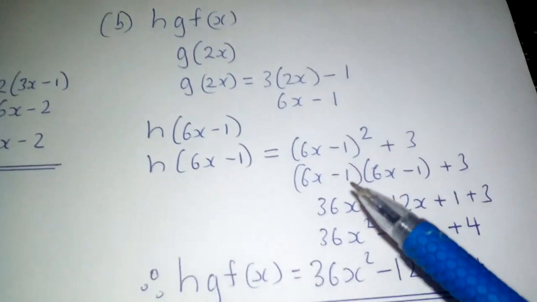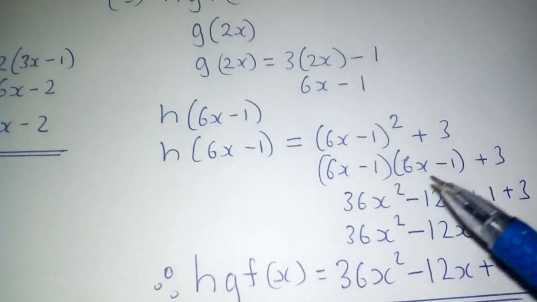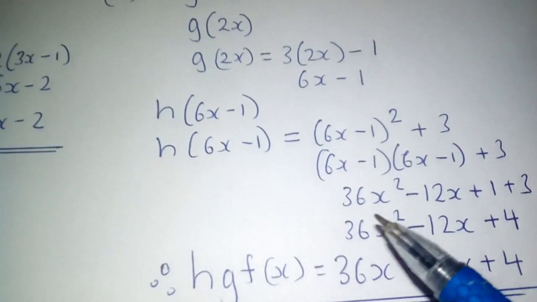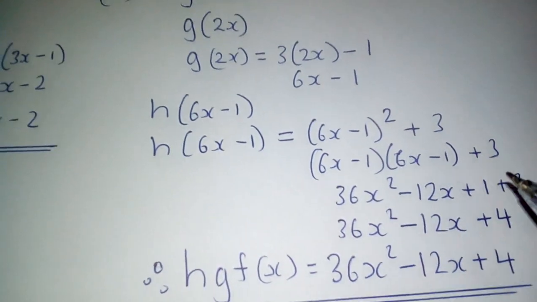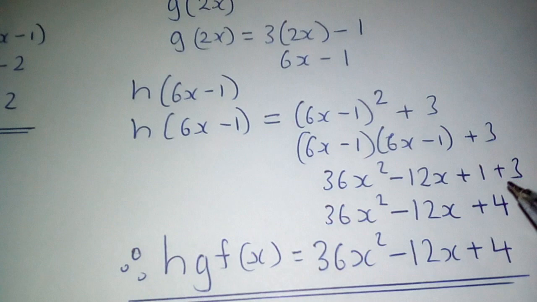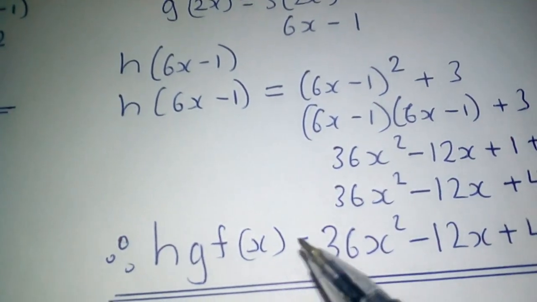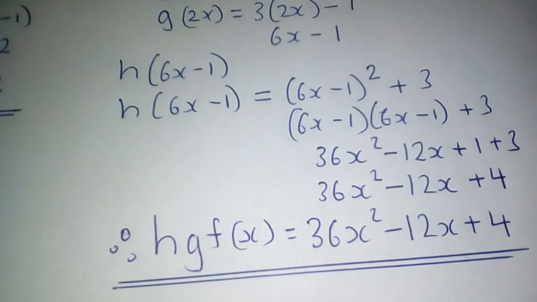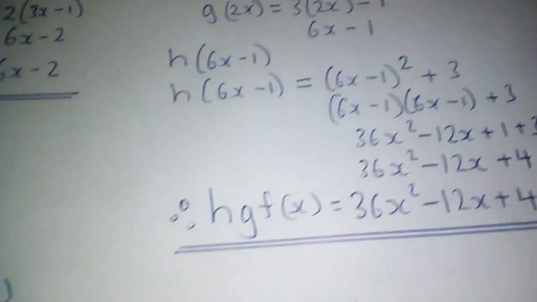Then to simplify, remember, bracket squared means bracket times bracket. Then I open the bracket to get this. And I bring down my 3. And finally, I simplify 1 and 3 to get 4. Hence, h(g(f(x))) is equal to 36x squared minus 12x plus 4.